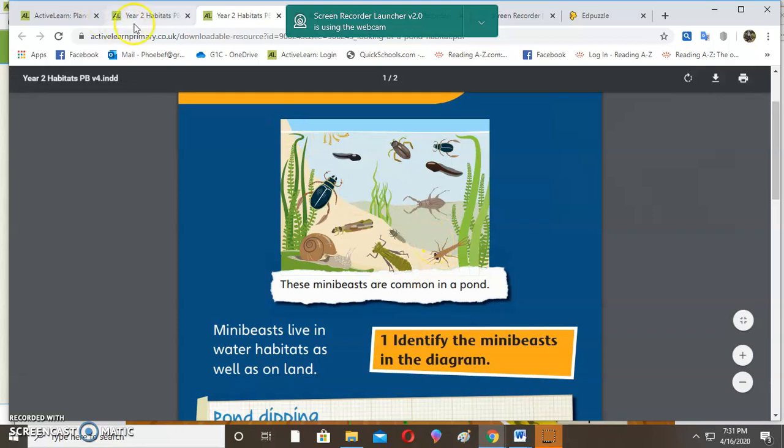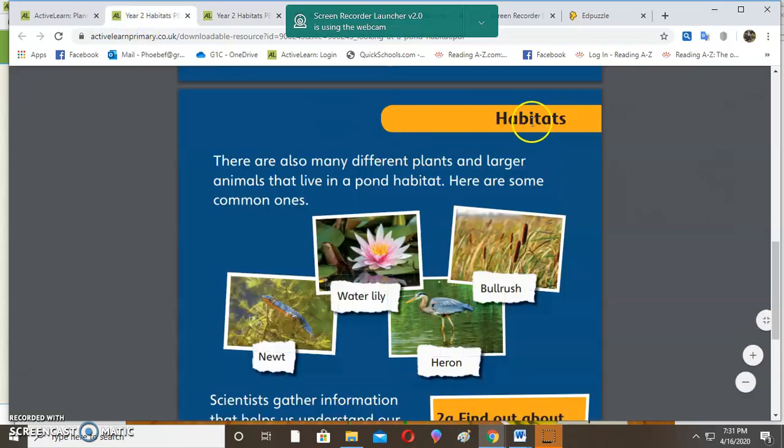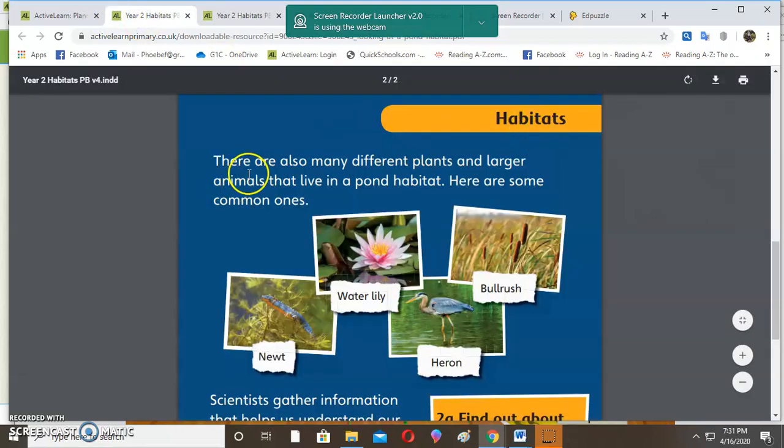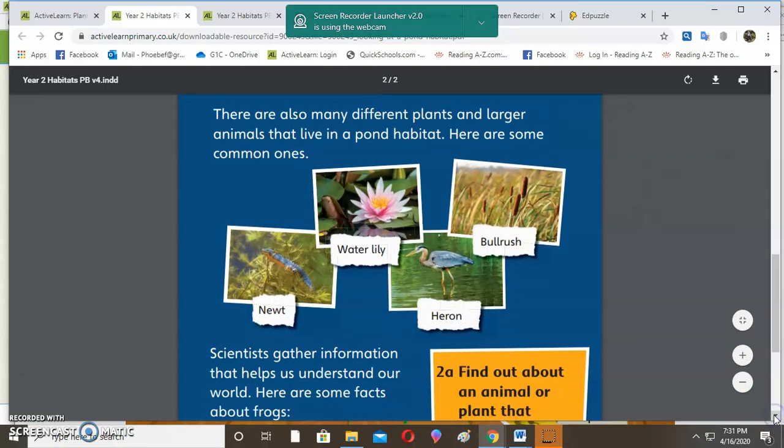Okay, we are still continuing. We're still looking at habitats. There are also many different plants and animals that live in a pond habitat. Here are some common ones. Remember we looked at water lily? A water lily can be found in a pond habitat. Look at the bulrush. I told you about the bulrush, right? So this is a bulrush, a heron, and a newt. These ones we find in a pond habitat.